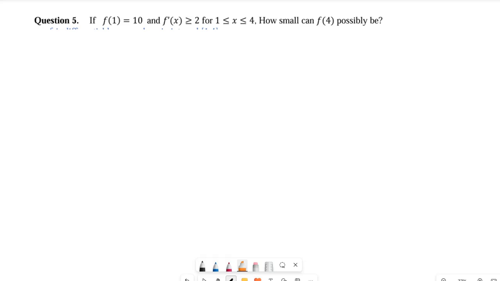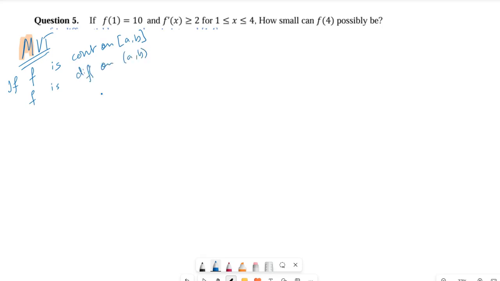Here is an application of mean value theorem. What does the mean value theorem say? If f is continuous on the closed interval and f is differentiable on the open interval, then there is a c in the interval such that f prime of c is equal to f of b minus f of a divided by b minus a.